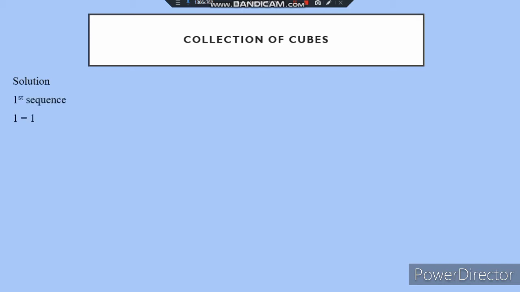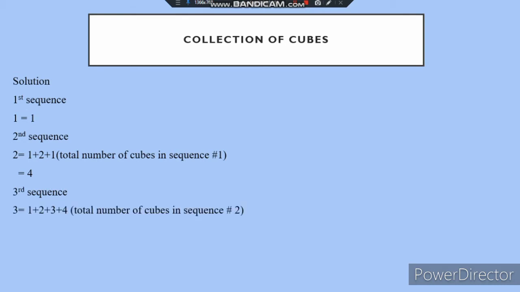Sa first sequence, since first siya, meron tayong 1 is equal to 1. Sa second sequence, since pang second siya, dadagdag sa kanya ay 1 plus 2, as i-add natin yung total number do sa first sequence. So, sa third sequence naman, since pang third siya, magkakaroon ng 1 plus 2 plus 3. So, i-add din natin ulit yung total numbers ng second sequence na 4. Kaya magiging total number ng third sequence is equal to 10.